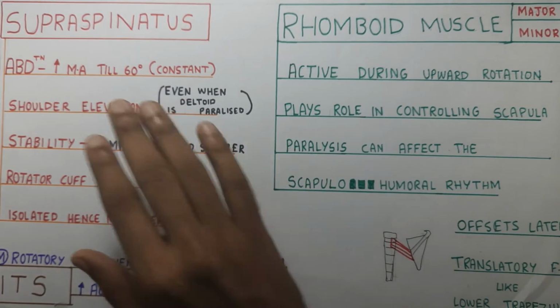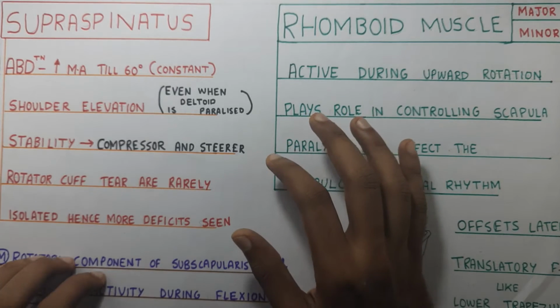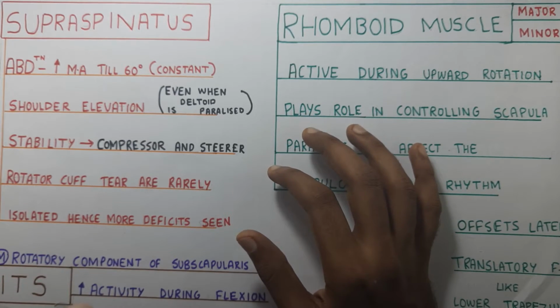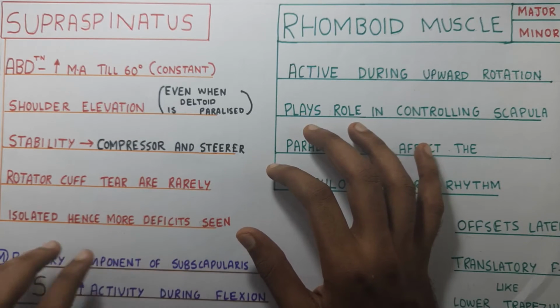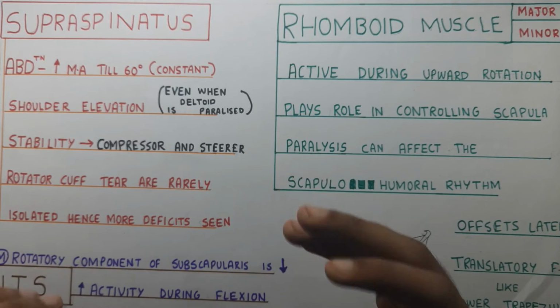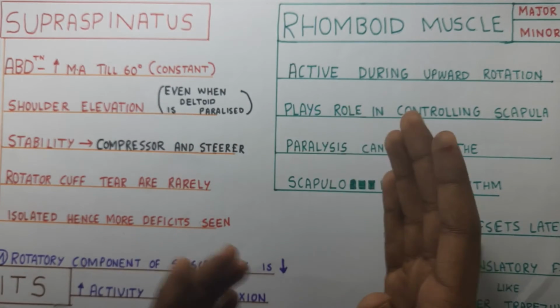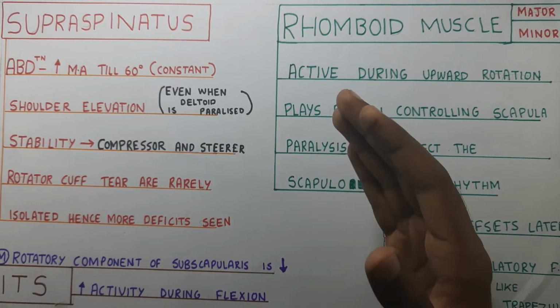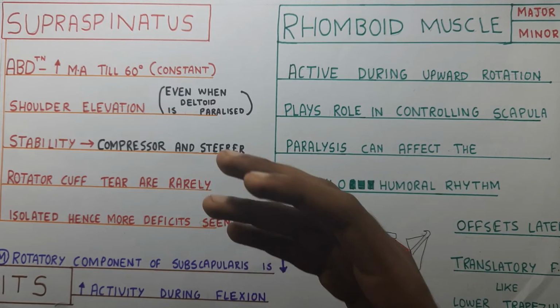And then last point I would like to add under supraspinatus is the rotator cuff tear that we commonly see in many patients. It is not always only the supraspinatus that is affected, right? So it is rarely isolated, hence more deficits are seen in the patient. Along with supraspinatus, the other parts of the rotator cuff are also torn, and that's why you see more of deficit in the patients.